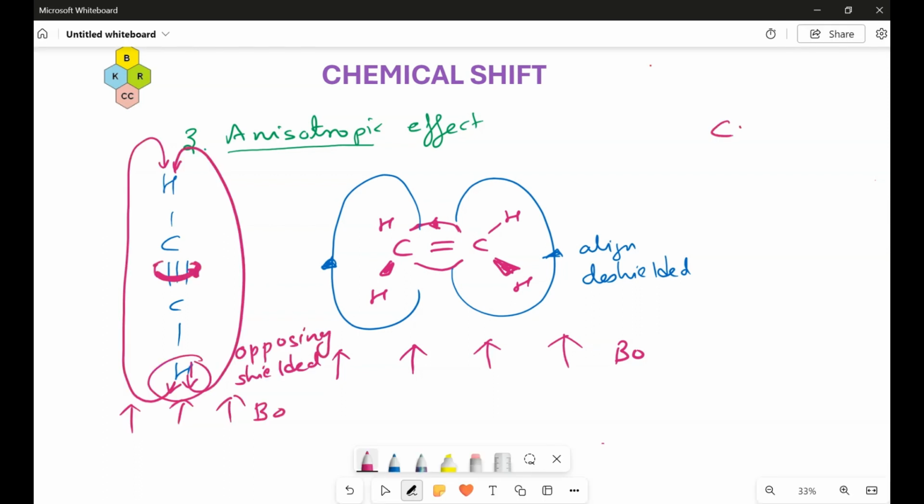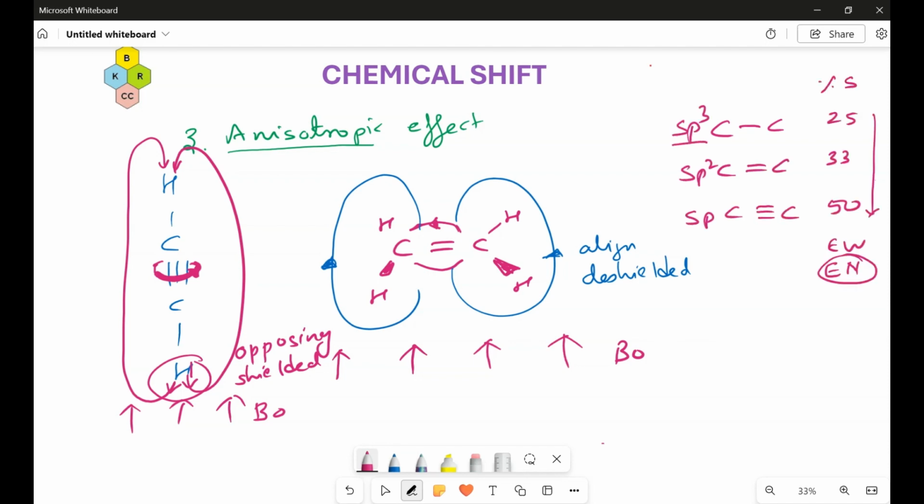So when I compare an alkane, alkene, and alkyne: alkanes are sp3 hybridized, alkenes are sp2 hybridized, and alkynes are sp hybridized. The percentage of s character is 25, 33, and 50. As the s character increases, the electronegativity of the carbon increases, so it becomes more electron withdrawing.